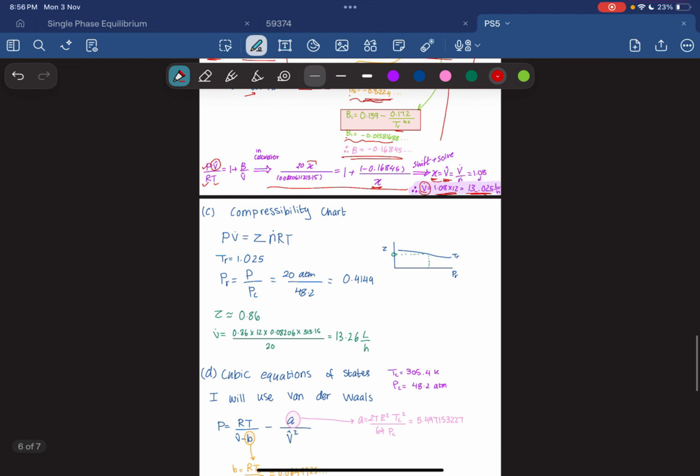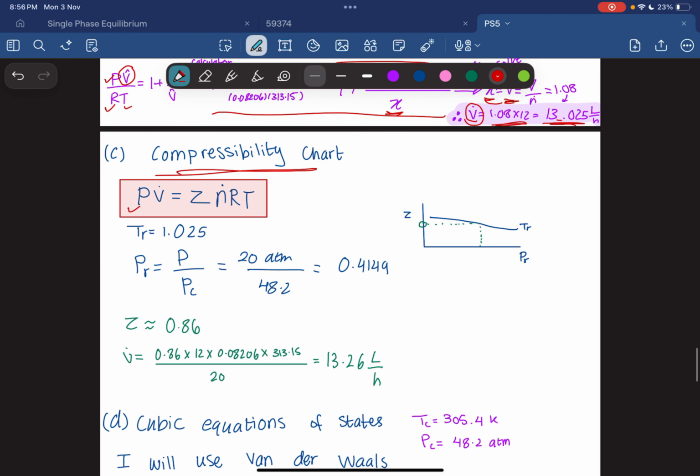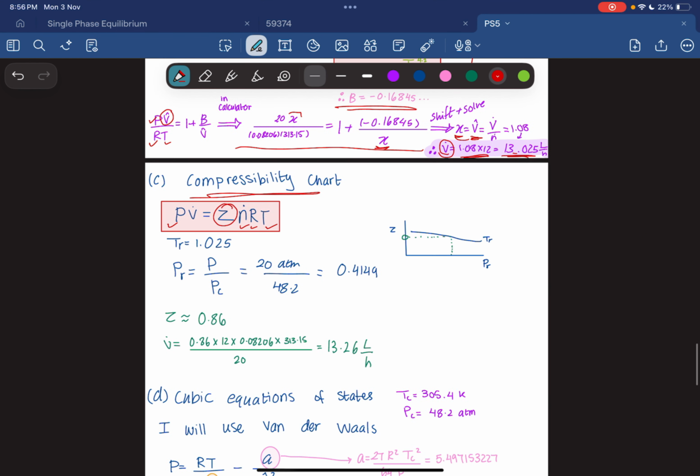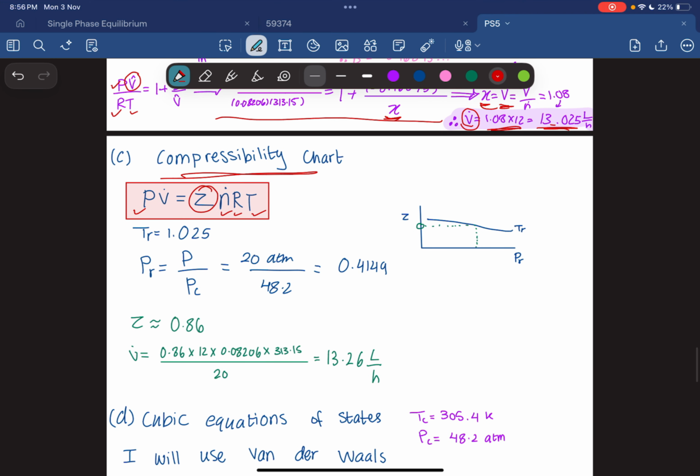Now, to use the compressibility chart, we have this equation. Okay, and what we need to do, so we know P, we know the molar flow rate, we know R, and we know T. We need to find the Z. So basically, we will use the charts, the compressibility chart, to find the value of the Z.